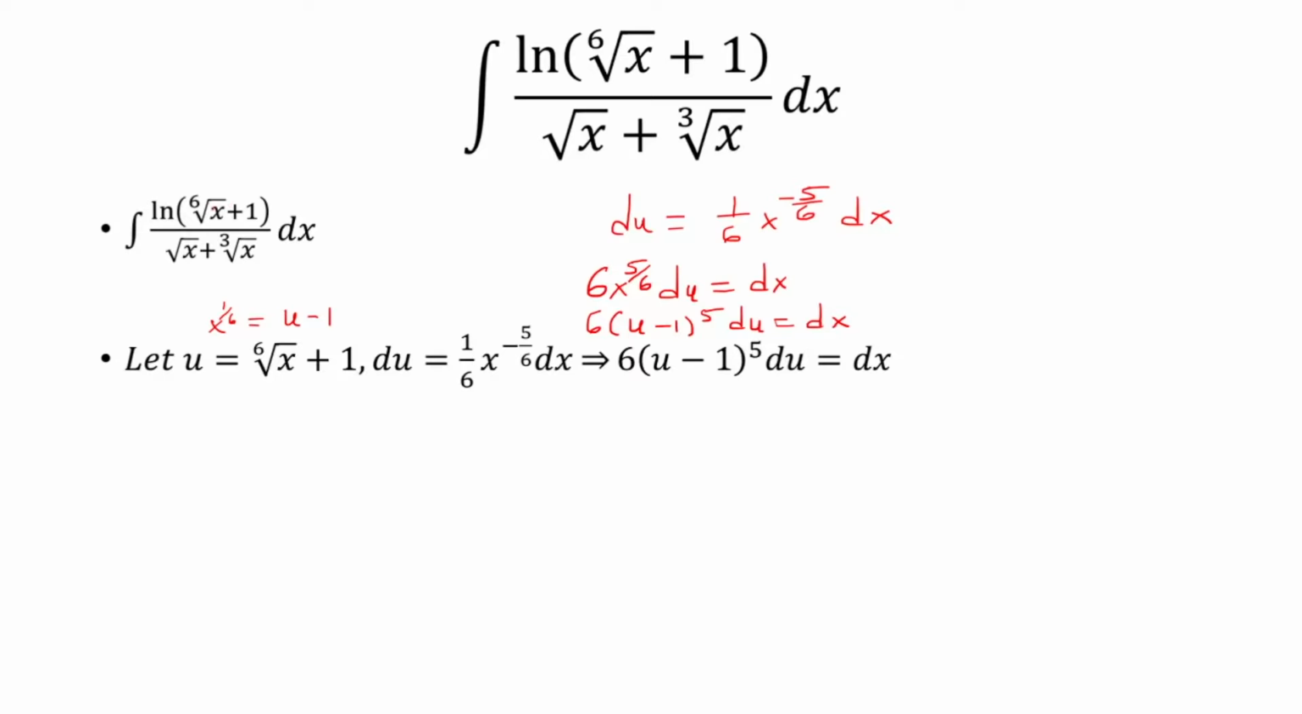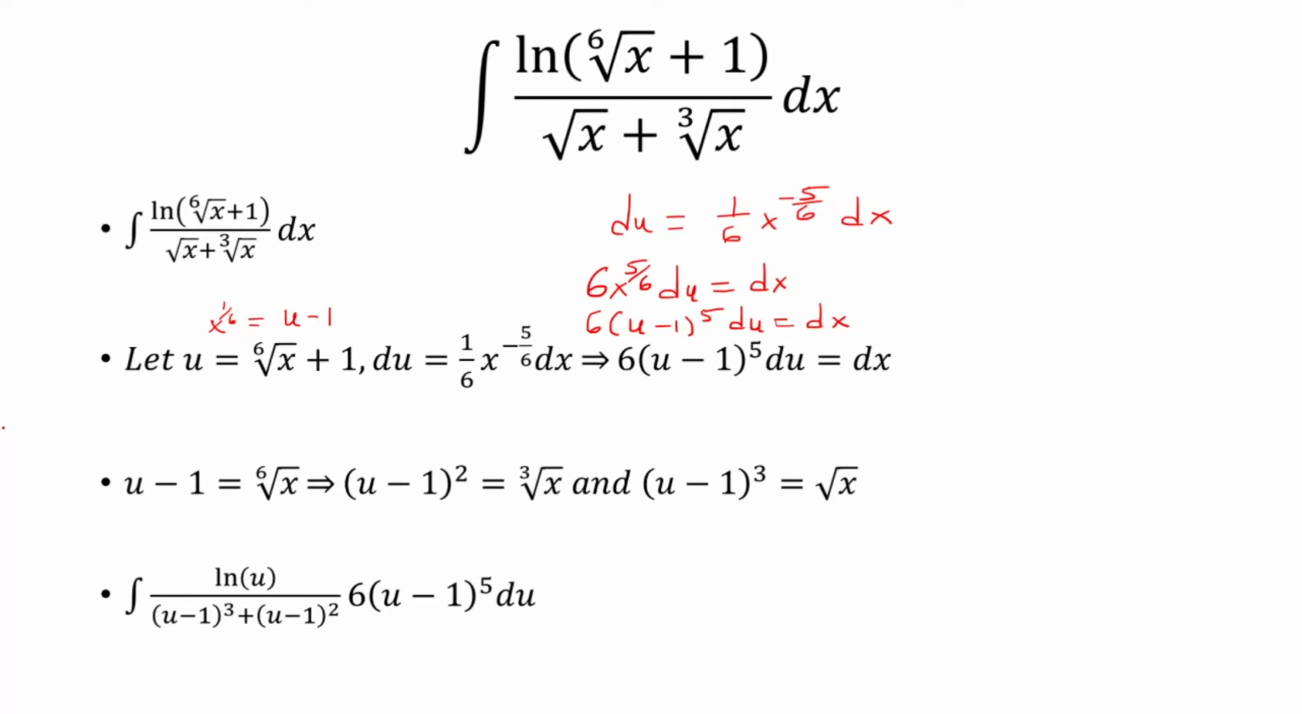We know what's inside the natural log is u. Let's figure out the rest. Let's get the cube root of x first. I know that u minus 1 is the 6th root of x. That means if I square both sides, I get cube root of x. And if I cube both sides instead, I get square root of x. Now I have everything in terms of u, so let's plug it in.